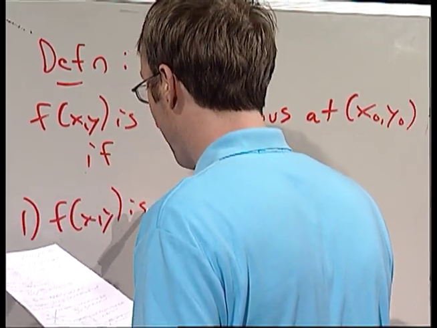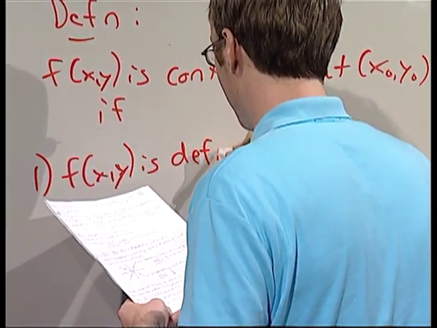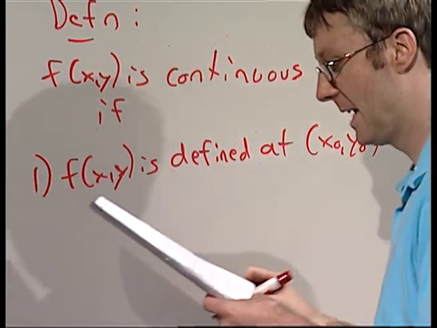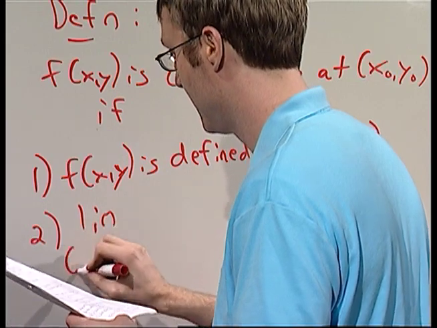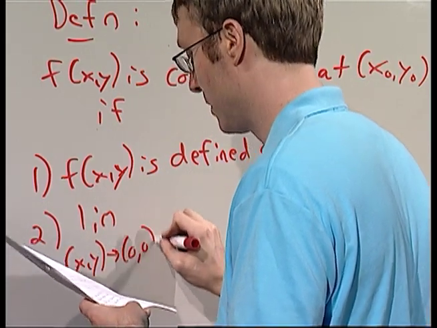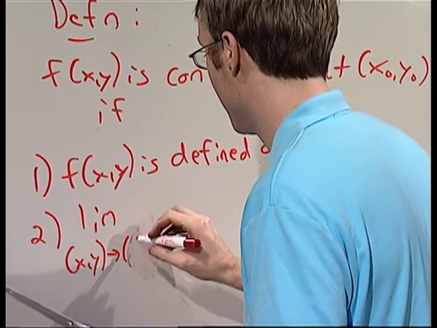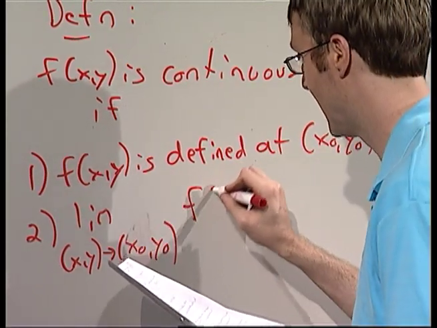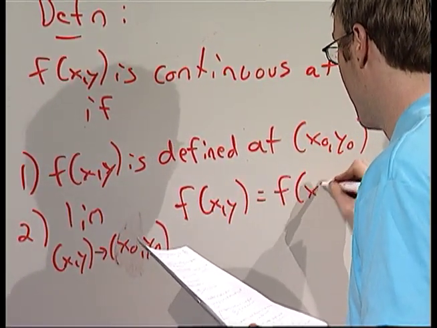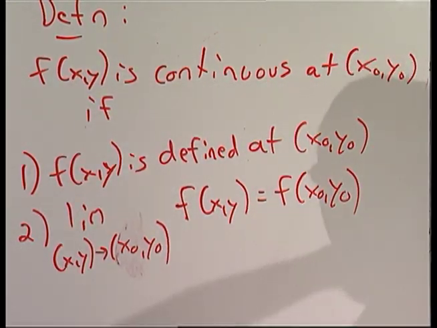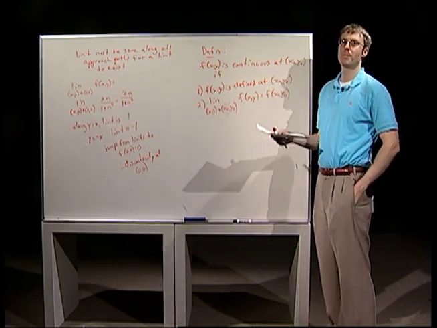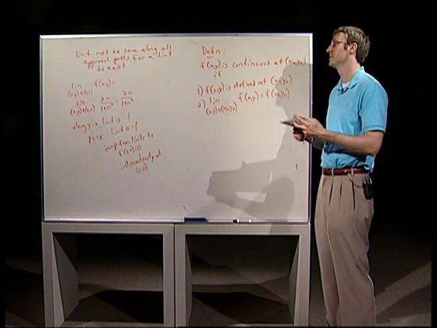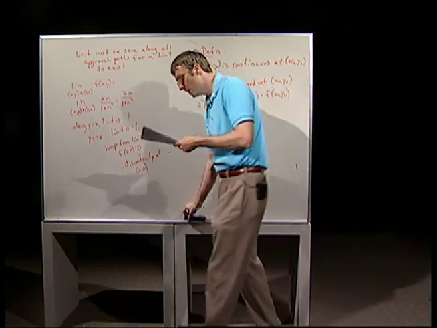First of all, the function must be defined there to even have a chance to be continuous. That is a necessary but not sufficient condition for continuity. f is defined, and the limit as x, y goes to x0, y0 is f of x0, y0. Right? In other words, the function is defined at a certain point, and the limit as you approach that point should be the functional value. This is the same definition we had for a single variable function. Okay.